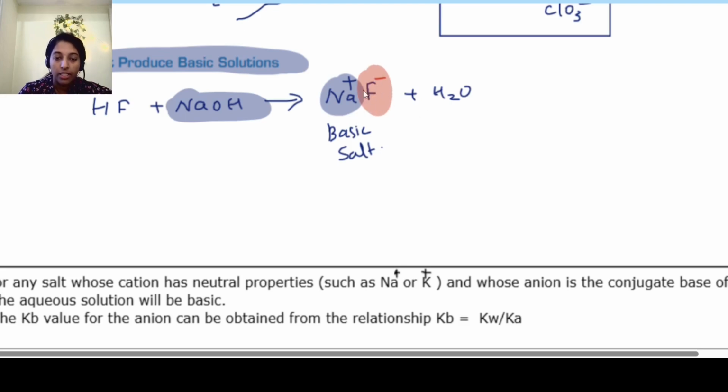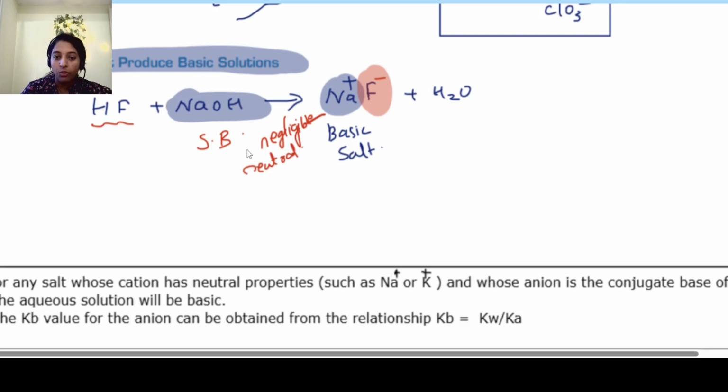Why? Because Na+ is formed from a strong base, so it is negligible in its effect. You can say it's a neutral ion. Then who is non-neutral? F−, because it comes from a weak acid. So you can say the cation has neutral properties, and the anion is a conjugate base that comes from a weak acid, so it is basic.